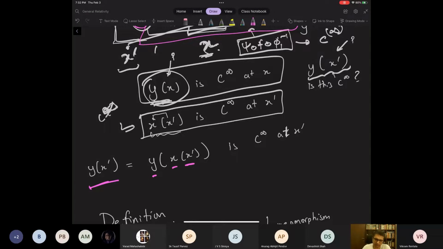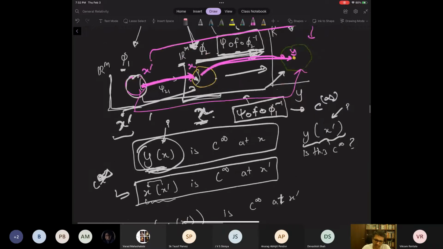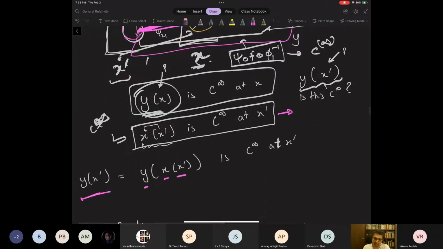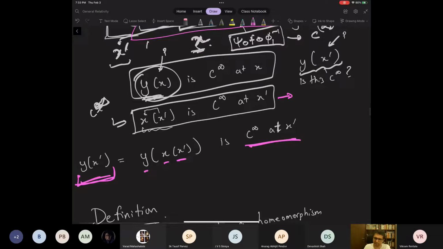So in other words, since this transition function is smooth, because of the smoothness of the charts, and this function is smooth because by definition we assumed that it is infinitely differentiable, this composition of these two functions is also infinitely differentiable, or in other words, this y of x prime is also infinitely differentiable at x prime.